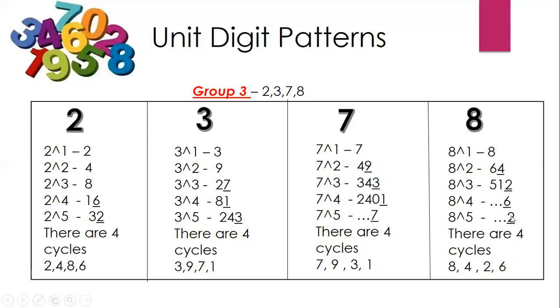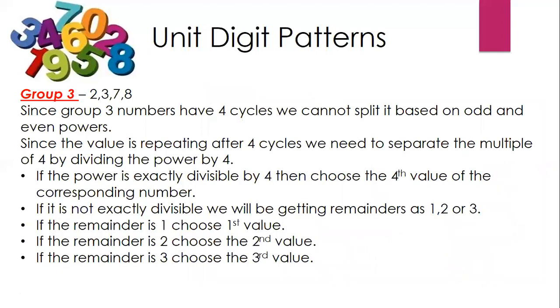This is going to be 8 and not 2, so it's just a typo error. So 8, 4, 2, 6, 8, 4, 2, 6, like that the process will continue. So now when we have 4 cycles, how are we going to solve the problem? Since there are 4 cycles, we cannot split it based on odd numbers and even numbers like how we did it for 4 or 9. So now when we have 4 cycles, it is evident that every multiple of 4, the unit digit will repeat.